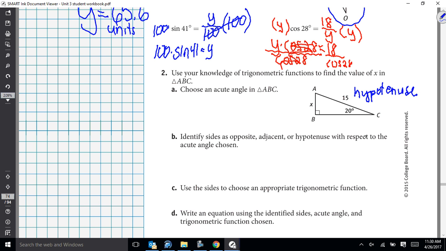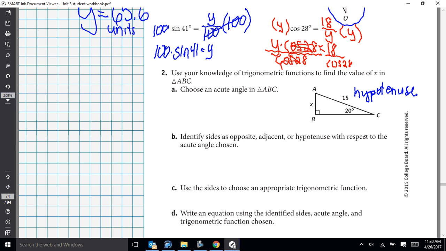If you chose angle A, what is your opposite side? BC. And your adjacent side? The X side, or AB. And then the hypotenuse is AC. If you chose angle C, what is your opposite side? X, or AB, and your adjacent side? BC, good.